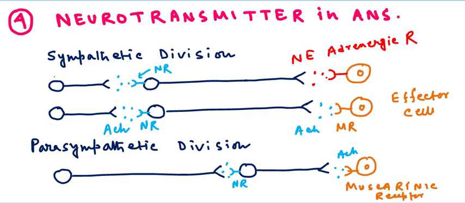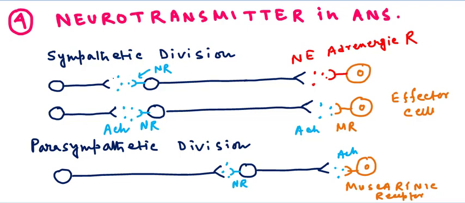Neurotransmitters are chemicals which are secreted from neurons, and they activate another neuron. They are the chemicals by which two neurons talk to each other. There are different types of neurotransmitters, but in the autonomic nervous system, two types are important. The first is acetylcholine, and the second is norepinephrine.